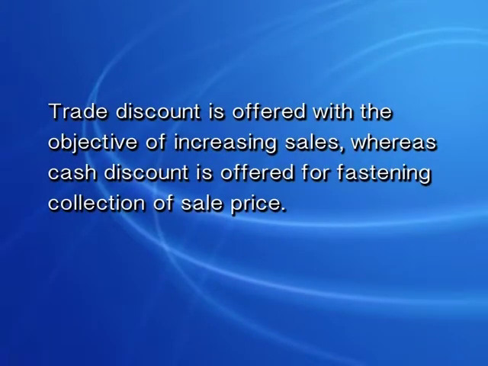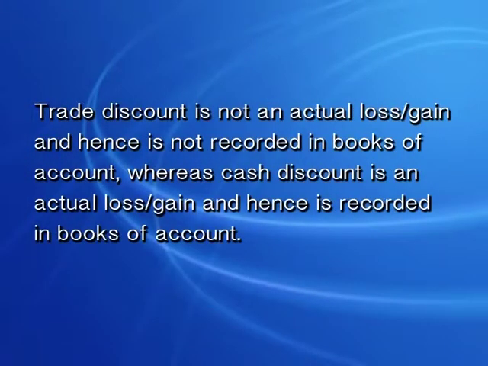Moving further, trade discount is offered with the objective of increasing sales, whereas cash discount is offered for fastening the collection of sale price. Trade discount is, as I told you, a dummy discount. So, there is no actual loss or gain involved, hence it is not recorded in books of accounts, whereas cash discount is actual loss or gain, and hence it is recorded in the books of accounts. To understand these concepts relating to trade and cash discounts, let us have a look into some examples.